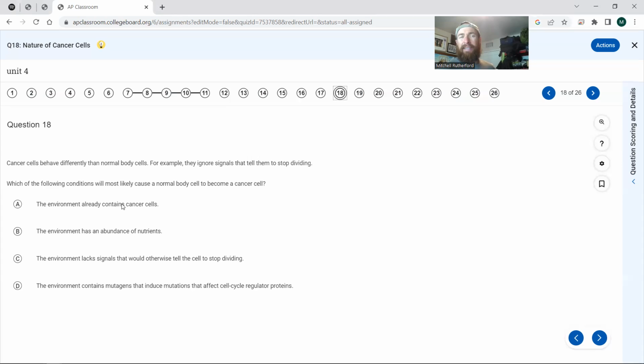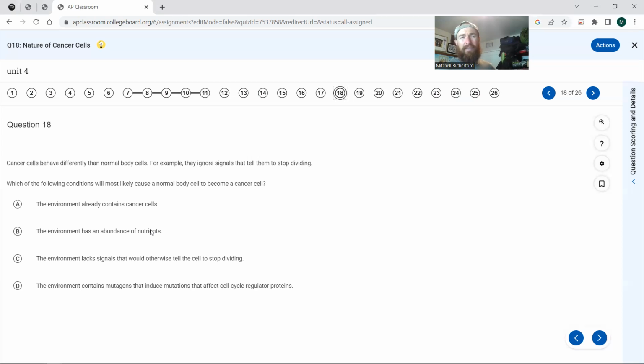A is like, cancer cells don't really convince other cells to be cancerous. Cancer cells just kind of go through mitosis and make more of themselves. They're not really converting other cells. They're making more cells. Get it? B, abundance of nutrients. That's not what causes cancer.